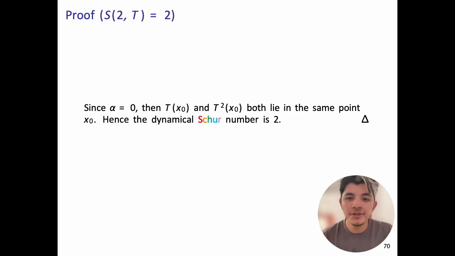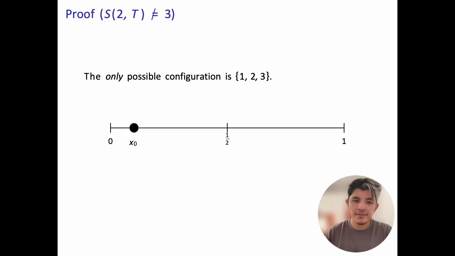The value of 2 is immediate, since if alpha is 0, then T and T squared both lie in the same point as the initial condition. Hence, the dynamical Schur number is 2. Now, in order to prove that the dynamical Schur number never takes the value of 3, we need to observe that the only possible configuration is 1, 2, and 3, I'm sorry.